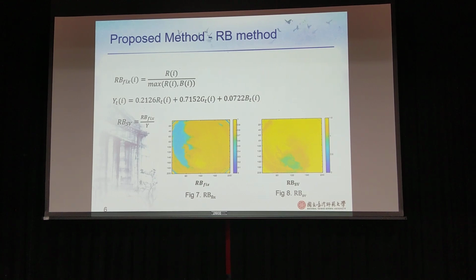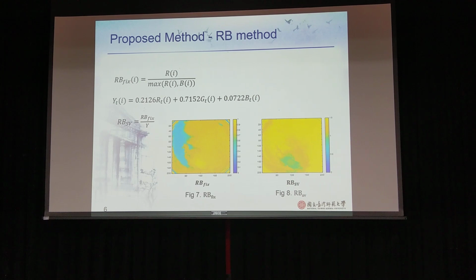And the second one is the red-blue ratio method. It is a method to identify clouds. Since clear skies usually scatter more blue light than red light, the sky and cloud can be classified well by comparing the red-blue ratio, RB, defined in the RGB space of the sky image.